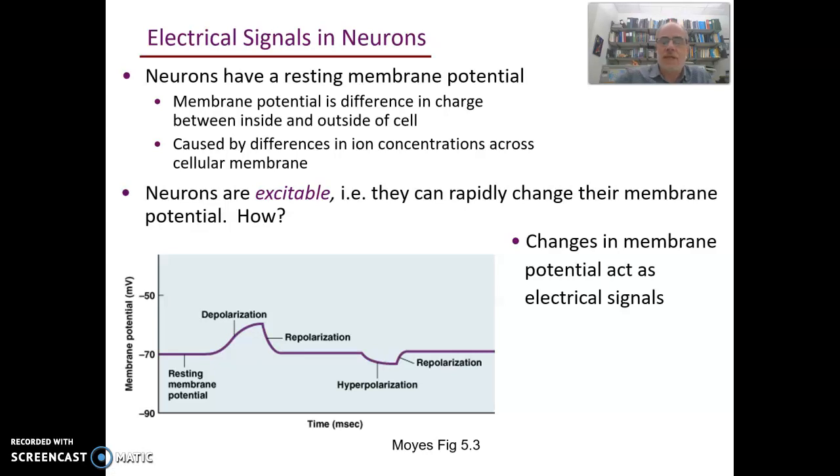After this depolarization, the membrane potential can be restored back to resting membrane potential. That's called repolarization of the membrane potential. Cells can also be hyperpolarized due to the activation of different membrane transporters.